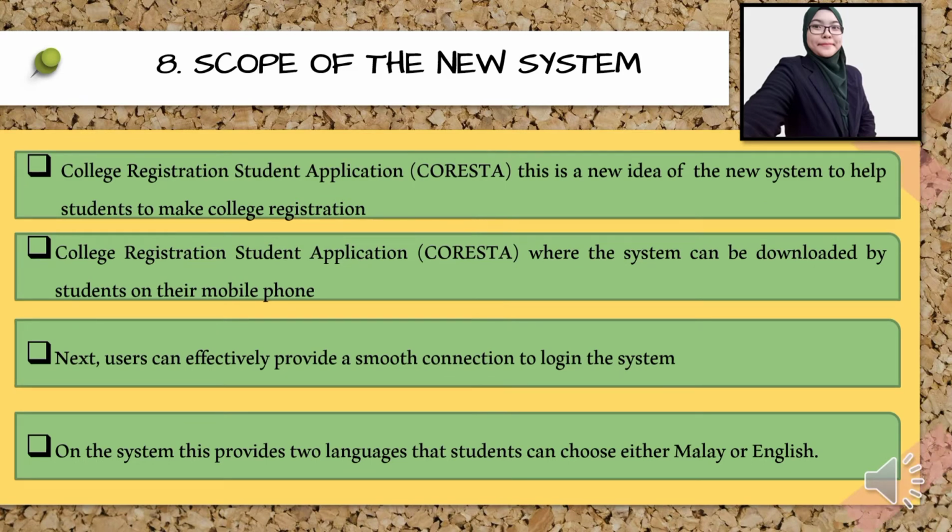Scope of the new system. College Registration Student Application, called Coresta. This is a new idea for a new system to help students make college registration easily. Coresta can be downloaded by students on their mobile phone. Next, users can effectively get a smooth connection to log in to this system with the student ID and password. The system provides two languages that students can choose, either Malay or English.